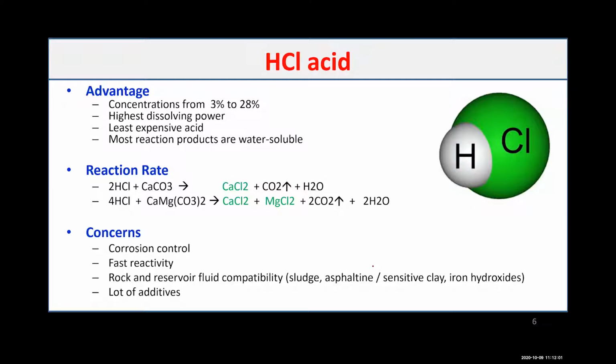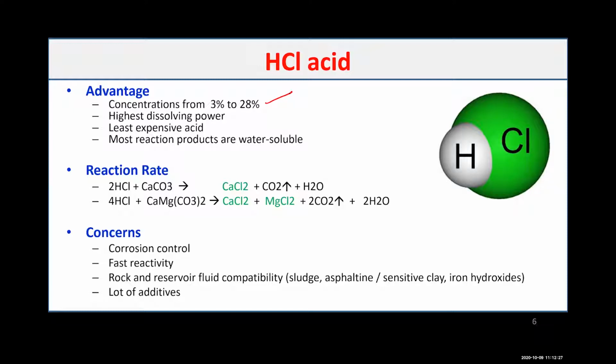So the first acid I would like to cover is the HCl acid system. It is one of the most used acids in acidizing treatment. We use it because it has a lot of good advantages. First, concentration. We can use it between 3 to 28%. So it is a very wide concentration range we can use. We can use it at a really diluted condition or a really concentrated condition.